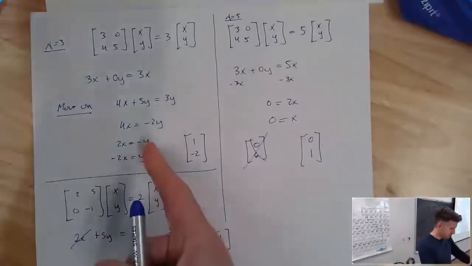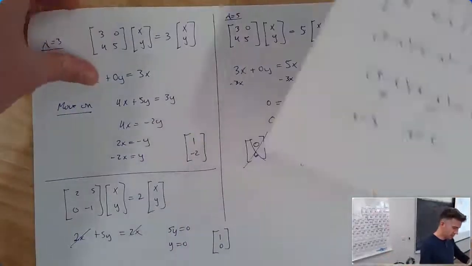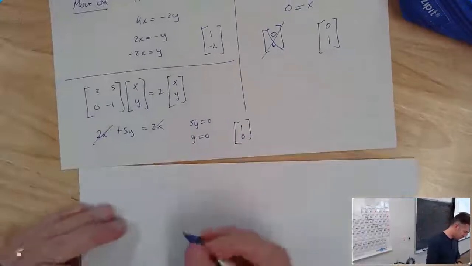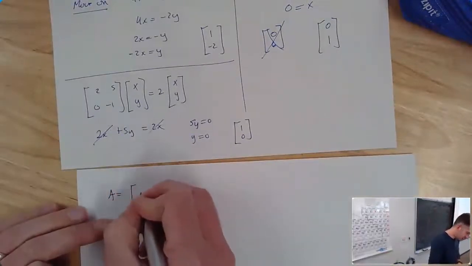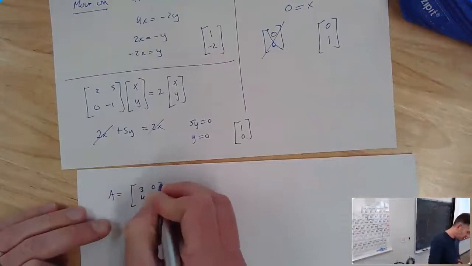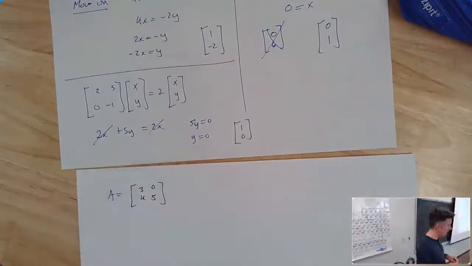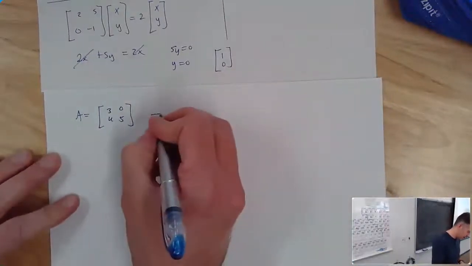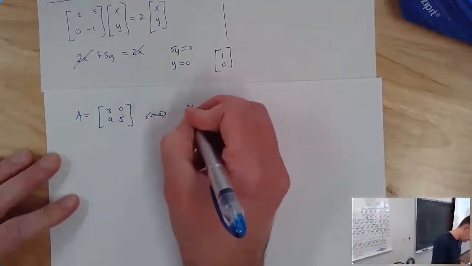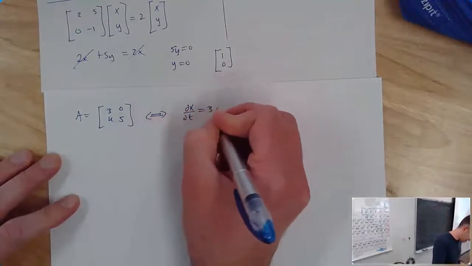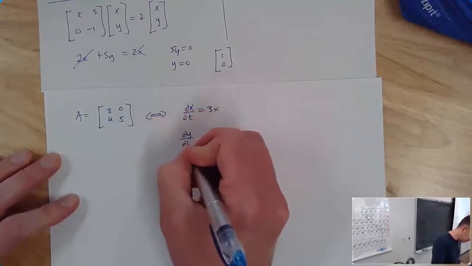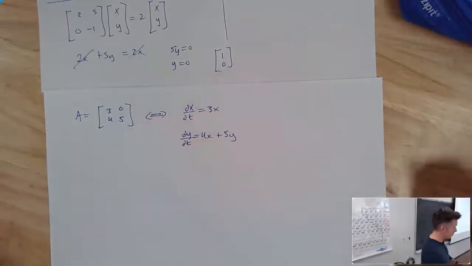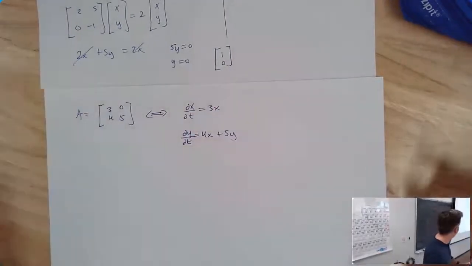Sure. So looking at the previous example, the matrix A equals 3, 0, 4, 5, which you should think of as really a system of equations. This really means dx/dt equals 3x and dy/dt equals 4x plus 5y. It's important that you can go back and forth between this and this.